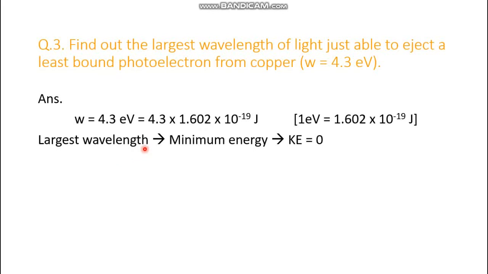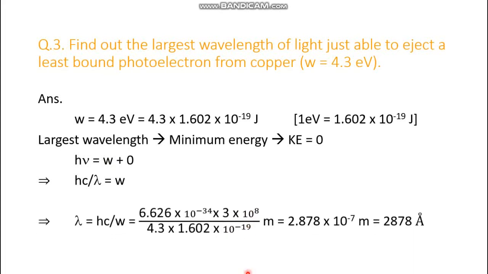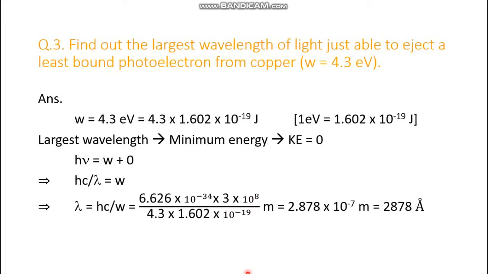So the largest wavelength means the minimum energy, and minimum energy means kinetic energy is 0. Here in this case the kinetic energy is 0, only the W is required. So this h nu is actually equal to W, and nu is actually c by lambda, where c is the velocity of light, lambda is the wavelength of light.